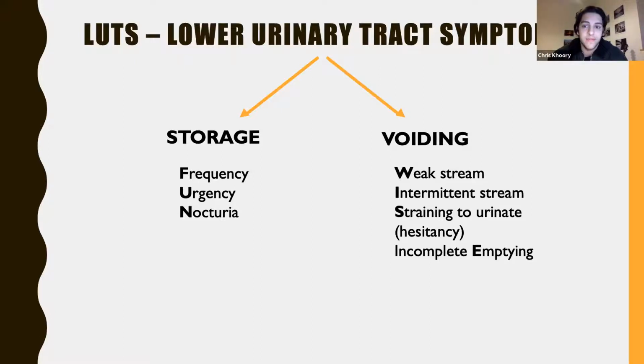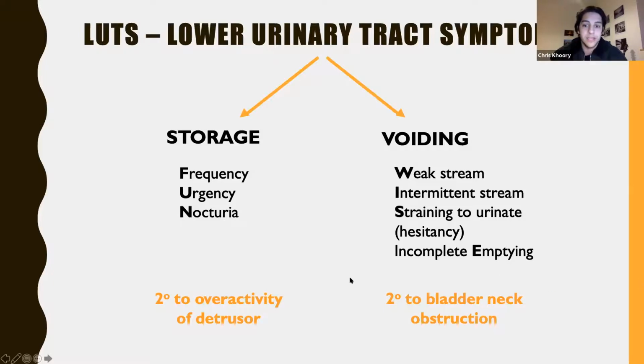And the reason for these, the storage symptoms are secondary to overactivity of the detrusor muscle of the bladder. And then the voiding symptoms are secondary to bladder neck obstruction. So those are the main symptoms of BPH. If you were to do a rectal exam on someone with BPH, it would reveal an enlarged smooth prostate gland.